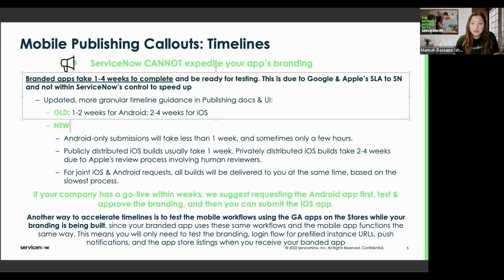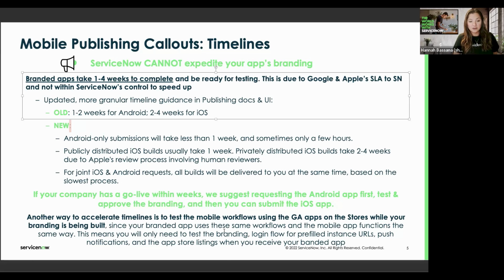It's good to call out, though, most customers request their iOS and Android builds together, which we suggest. That's best practice. It's easier from a maintenance perspective going forward. But if you're on a tight timeline, it's good to know for joint iOS and Android requests, all builds will be delivered to you at the same time based on the slowest process. So we have some kind of help here if you're on a short timeline.